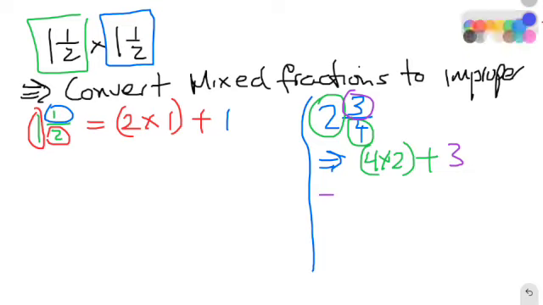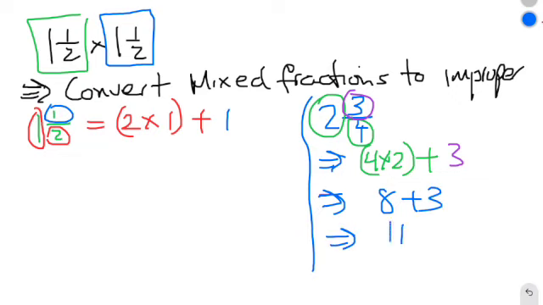And of course, that would work out to be 8 plus 3 and be 11. So the fraction would then turn out to be 11, and then over the denominator. The denominator carries over. Okay, that's the procedure for doing it.